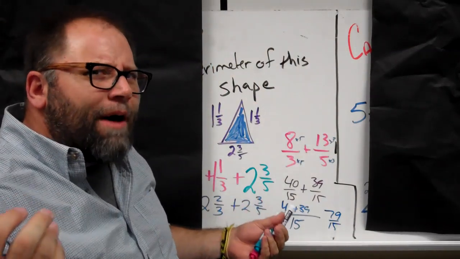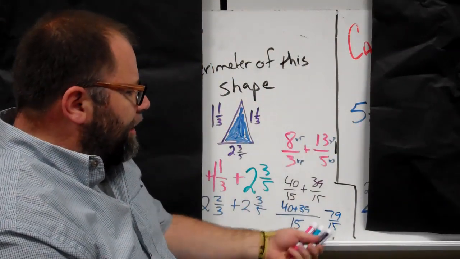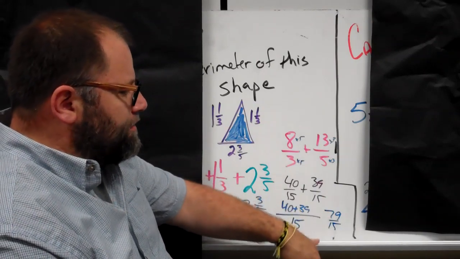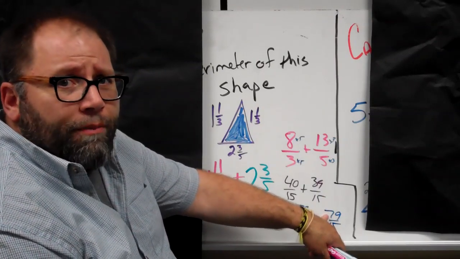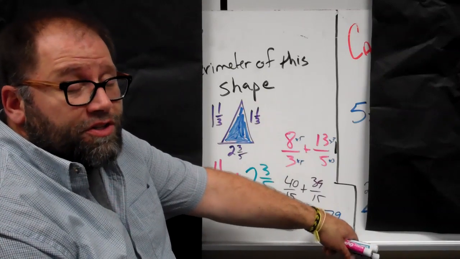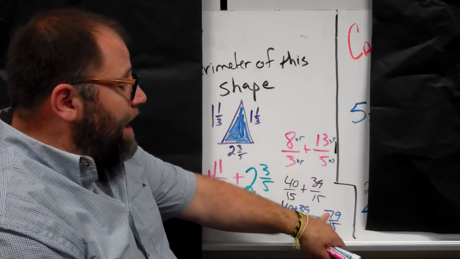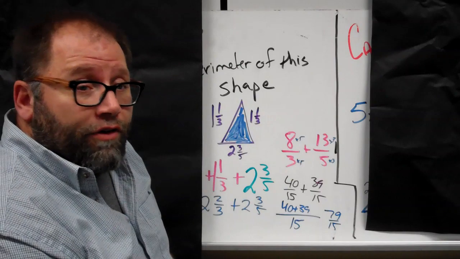79/15, do those have a common factor? I've got 3 and 5 and 15. I don't think 15 goes into that. 3 won't go into that because the sum of the digits is not divisible by 3. 5 doesn't go into that just because it doesn't end in a 5 or a 0.